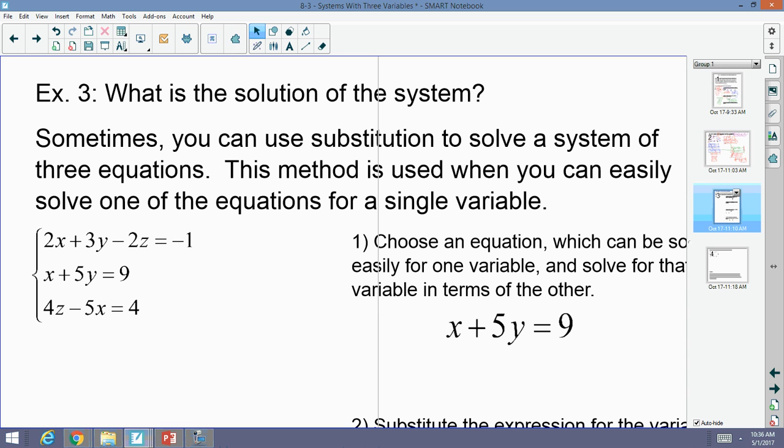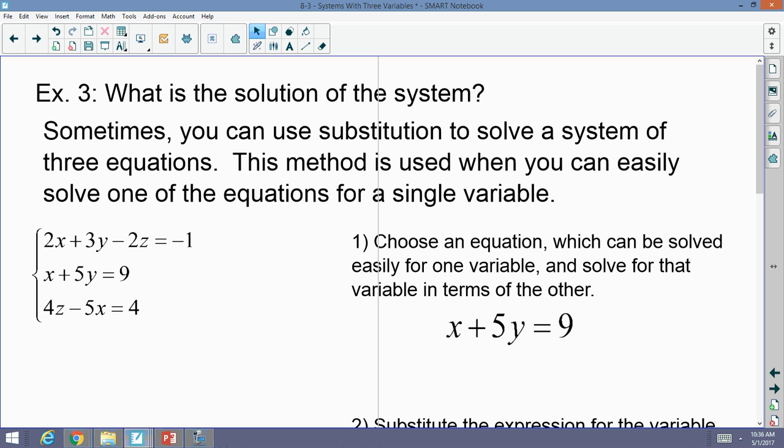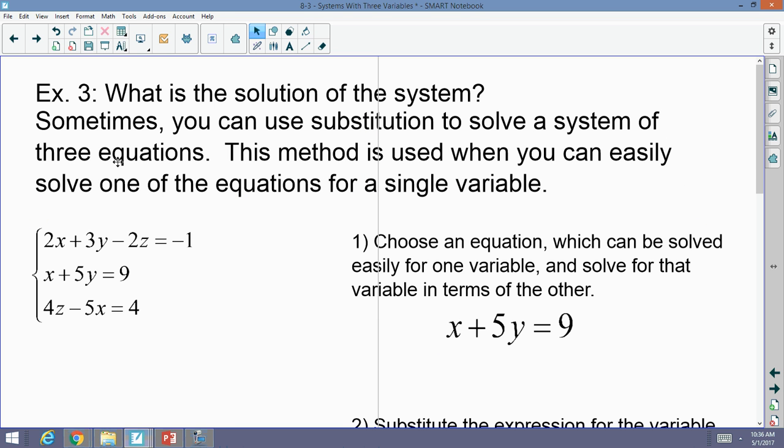What we were doing, guys, was the elimination method, because we were eliminating. Sometimes you can substitute to solve a system of 3 equations, or 3 variables, rather. This method is used when you can easily solve one of the equations for a single variable. This isn't always going to happen, but it's another tool to make it easier for you if and when it does happen.